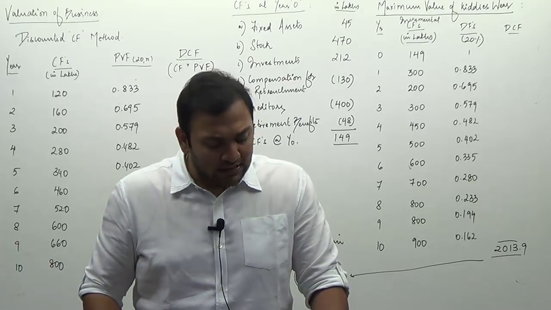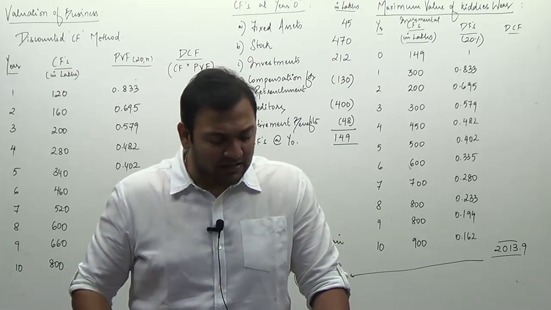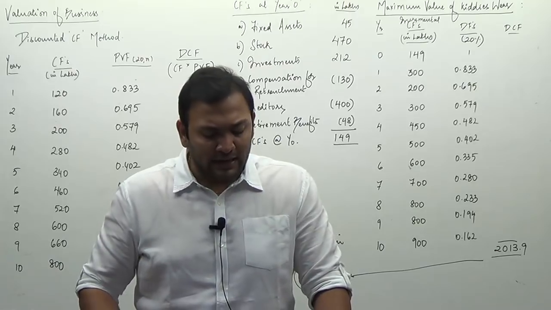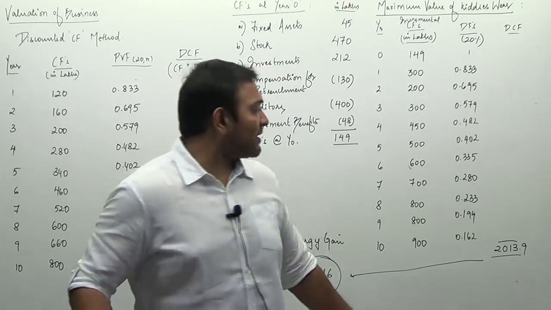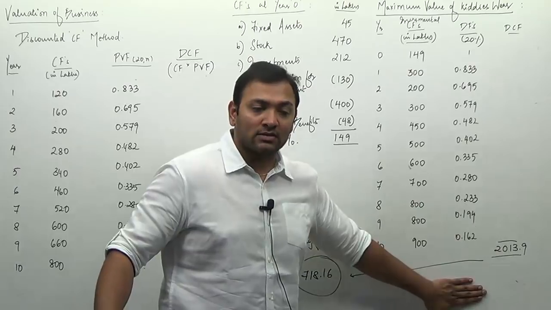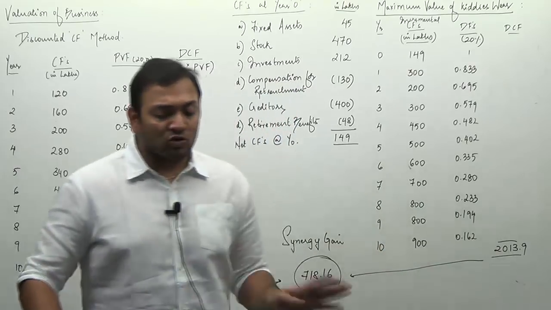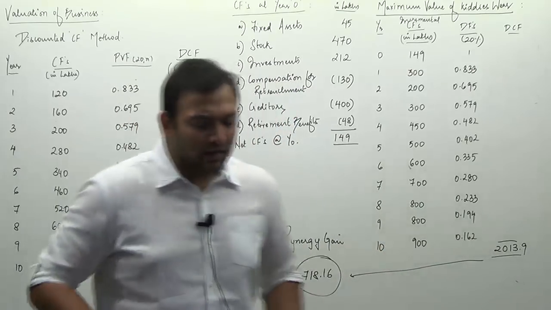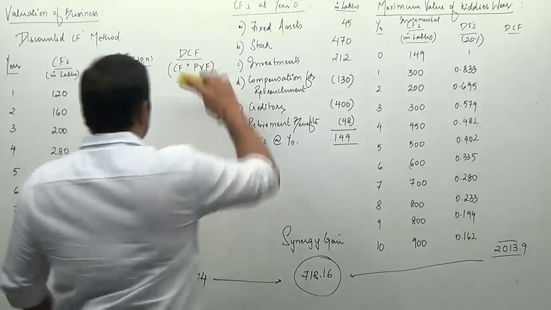You are required to advise the management as to what is the maximum price that they can pay for Fine Toys, taking a discount rate of 20%. He asked only for the maximum price, no independent valuation. So first try to calculate what the year zero cash flows are.